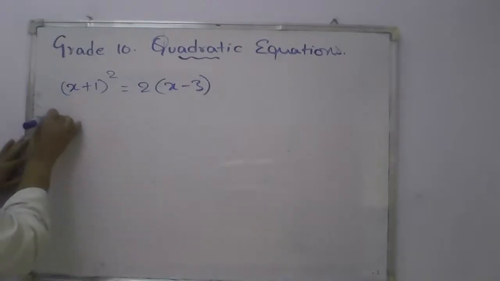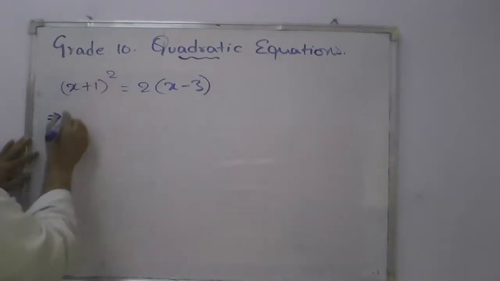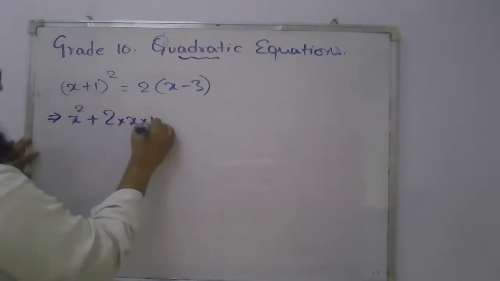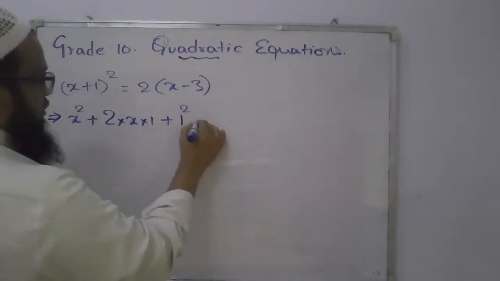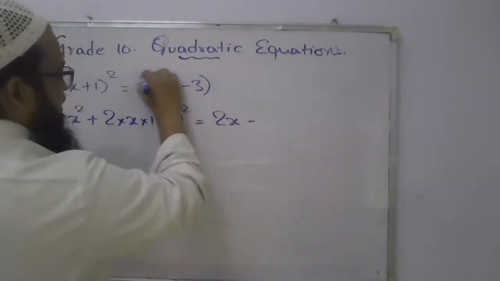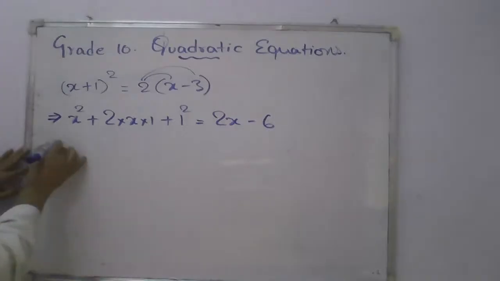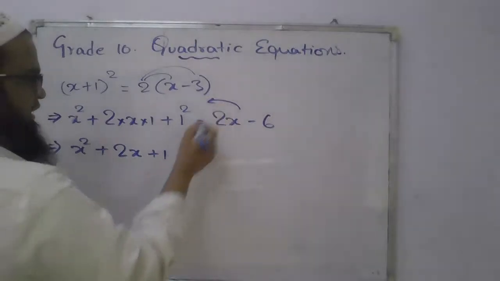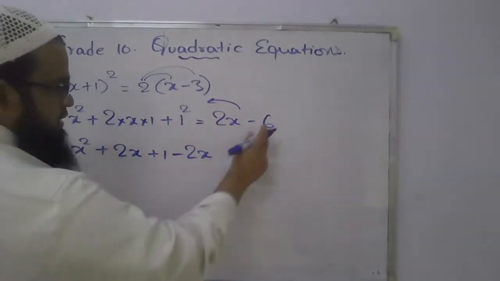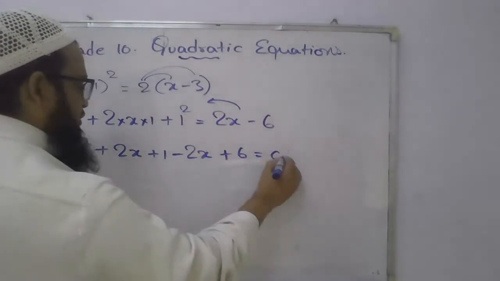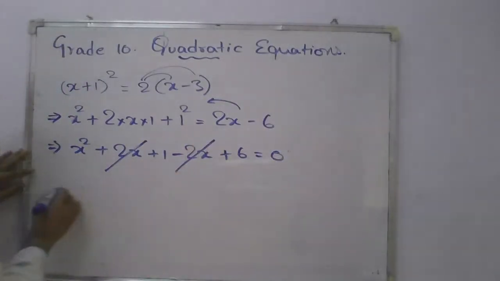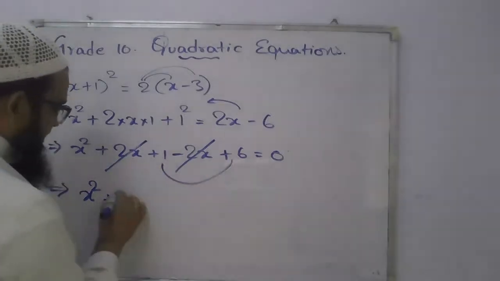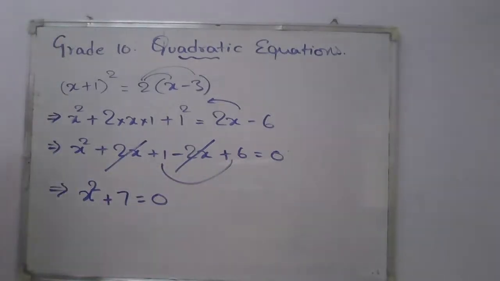So let us expand. x square plus 2ab, 2 times a x into 1, plus b square equals 2 into x, 2x, minus 2 into 3 is 6. So x square plus 2x plus 1, and transpose everything: plus 2x will become minus 2x, minus 6 will become plus 6, is equal to 0. Here you have plus 2x and minus 2x, which get cancelled. So what is left out? x square plus 1 plus 6 is 7 is equal to 0.